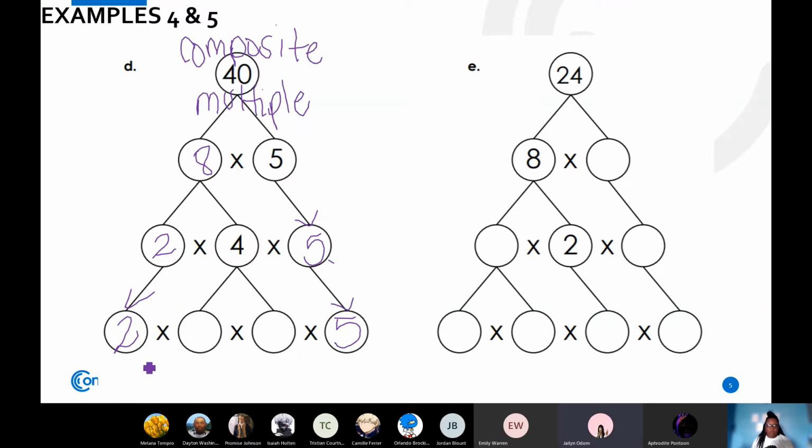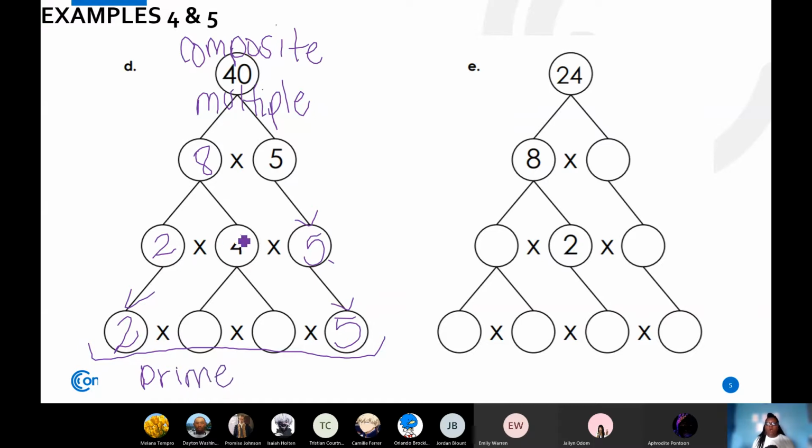Because nothing can equal 2. Yeah, Jalen, how could I describe 2? Starts with a P. Prime number. Yeah, 2 is a prime number, so it's going to come to the bottom of our tree where our prime numbers live.